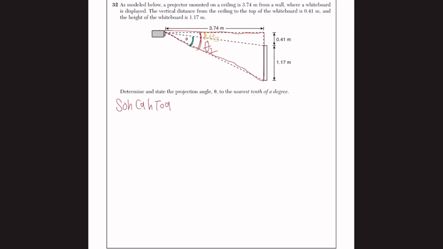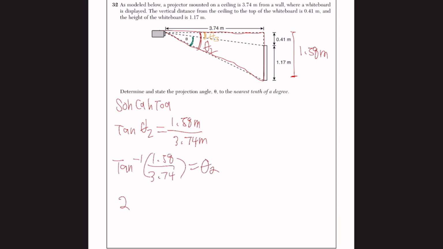Okay, to find theta 2, we're going to have to add these two side lengths together, which is equal to 1.58 meters. And then from that we can do tangent of theta 2 is equal to opposite over adjacent. 1.58 is the opposite and 3.74 is the adjacent. So then we just solve for theta. So that's what you should get for theta 2.